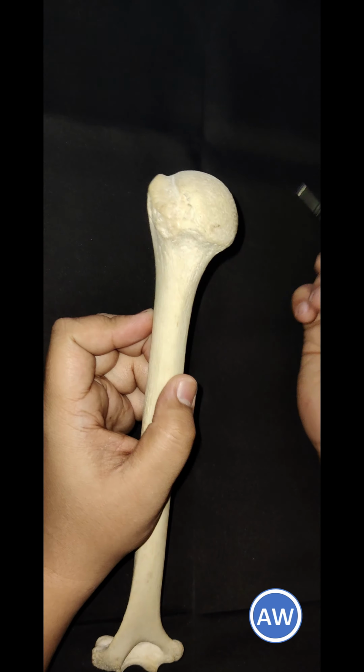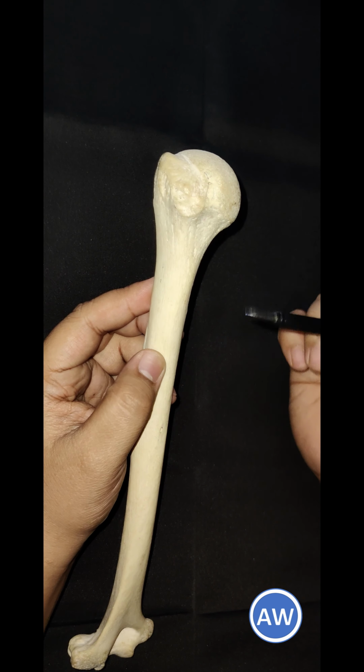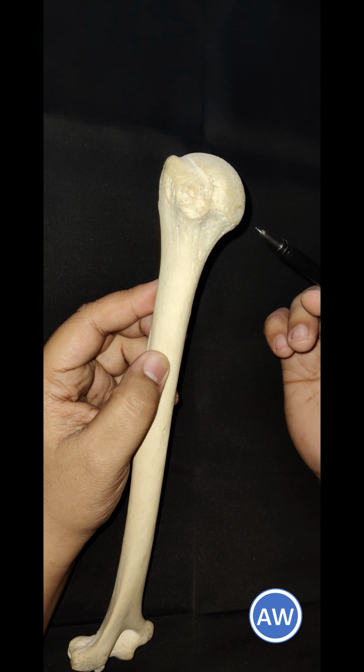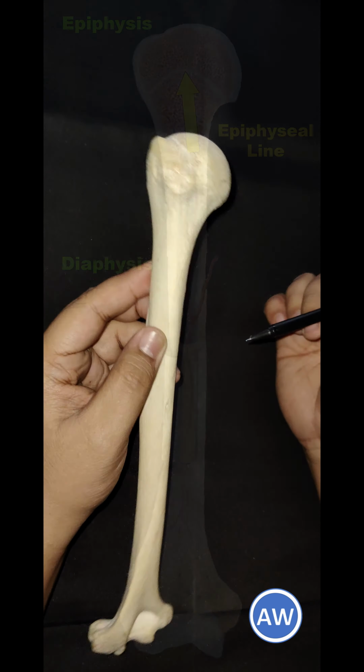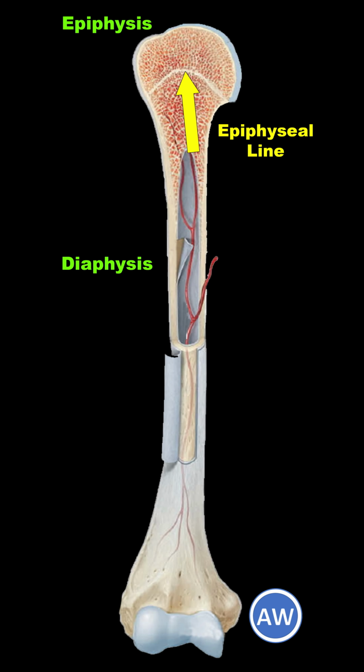Coming to the morphological neck, it is the junction between the diaphysis and the epiphysis. It is represented by an epiphyseal line in the adult bone. It is in fact a true junction of the head with the shaft.